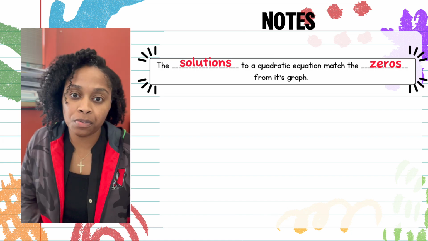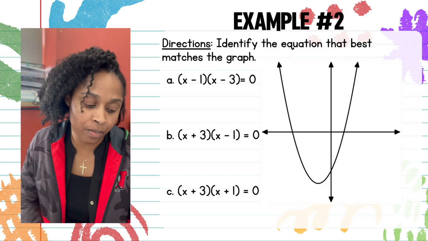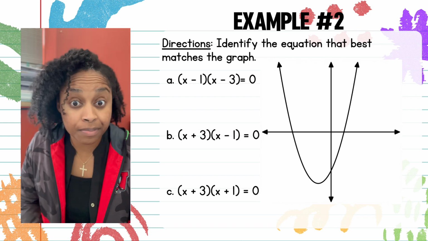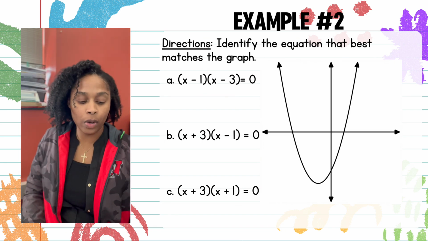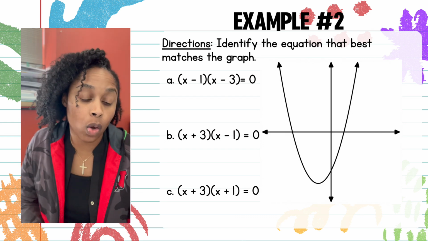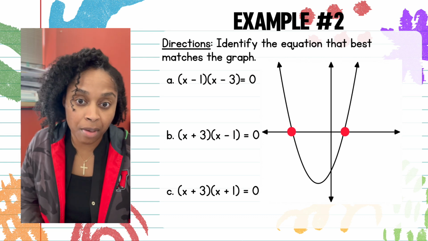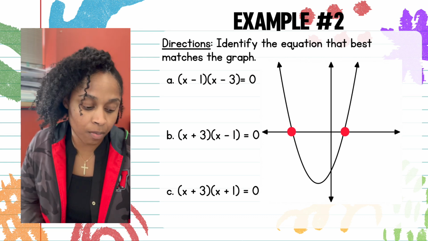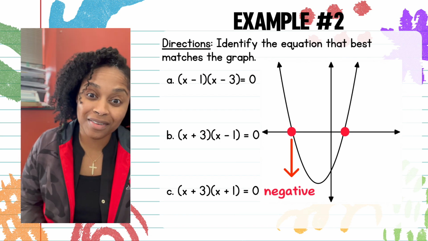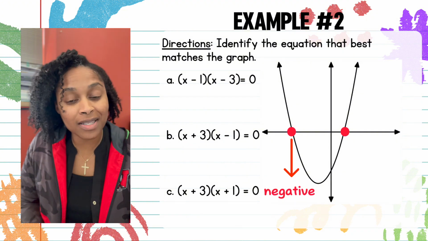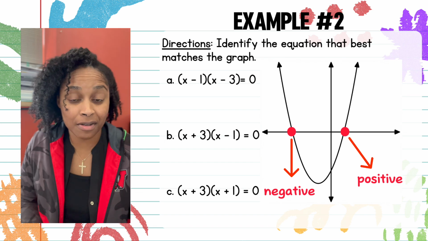Next, let's move on to example number 2. For example 2, identify the equation that best matches the graph. We have a graph here with no numbers, and we have 3 choices. How are we going to figure this out? We don't have any numbers, but we can estimate what's happening with the zeros. I know that I have 2 zeros because the parabola crosses the x-axis in 2 places. One of the zeros is negative because it's on the left side of my coordinate plane, and one is positive because it's on the right side, which means I have a negative and a positive zero.